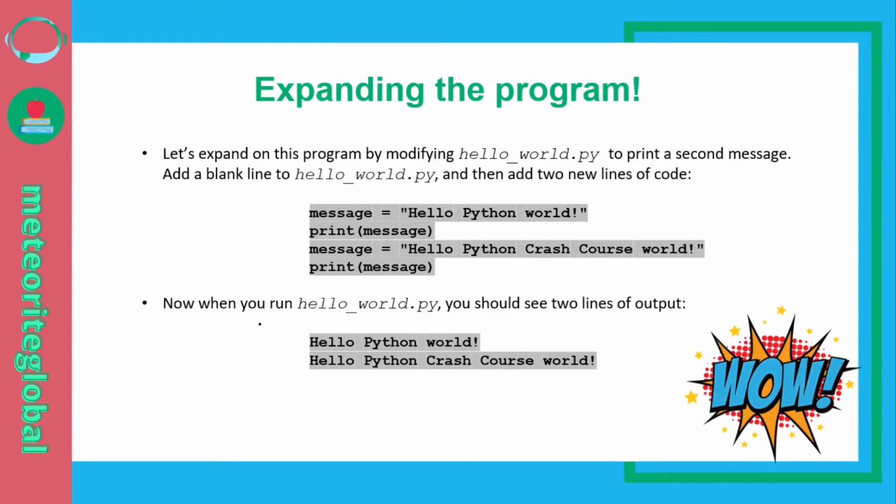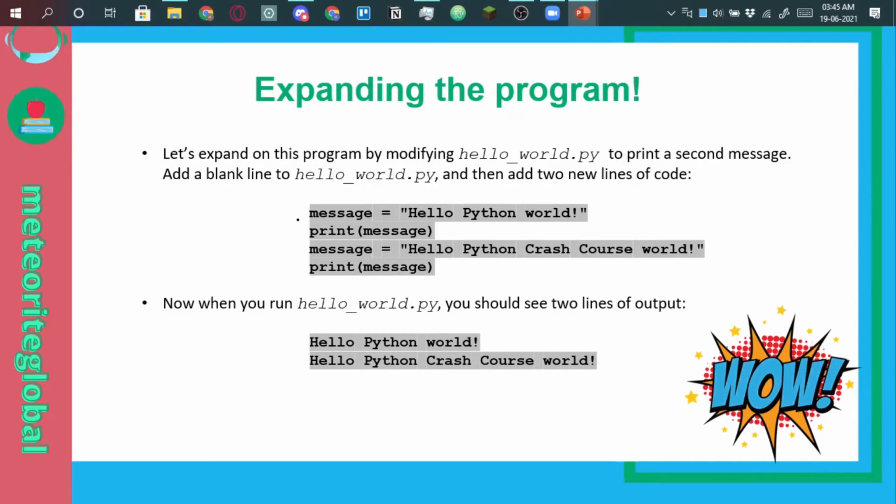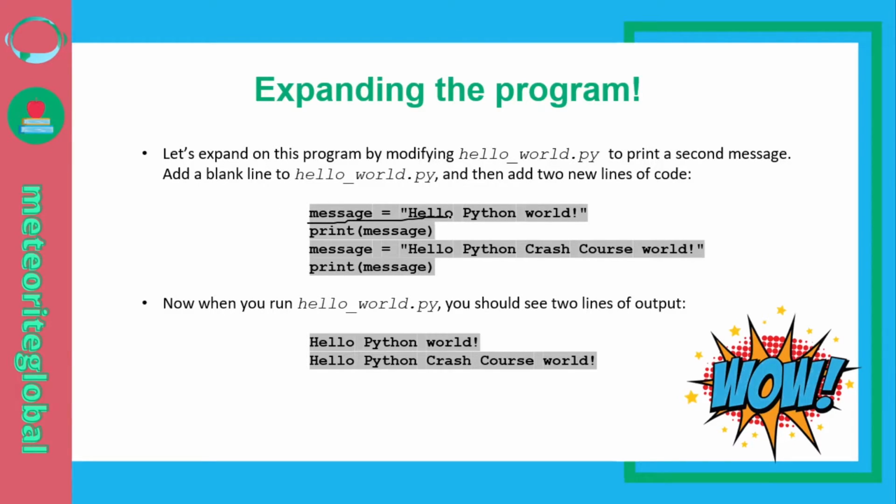Awesome. Now expanding your program. Now add some lines to that. In the start, we just wrote message equals hello Python world. Now print that message and change the value of that message. Now I have changed the value of this message to hello Python crash course world. So when I print this message, you will get the second value the second time, and if you print it before, the first one gives you the first value.